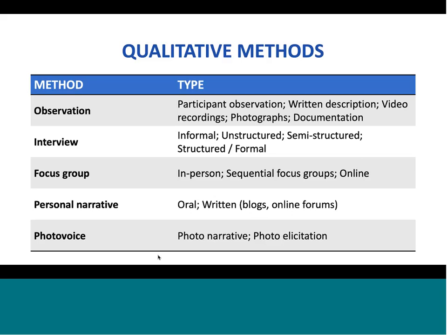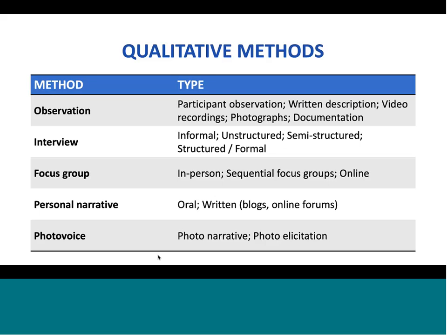Observations, there are many different kinds. There are participant observations, written descriptions of things, video recordings, photographs, and other types of documentation that can be examined. Regarding interviews, sometimes also called stakeholder interviews, these can be informal, unstructured, semi-structured, or much more structured formal interviews, which would be sort of like a survey instrument for very structured interviews. And then there are also focus groups, which can be in person. There's another method we'll briefly touch on called sequential focus groups, and then there are also online focus groups.